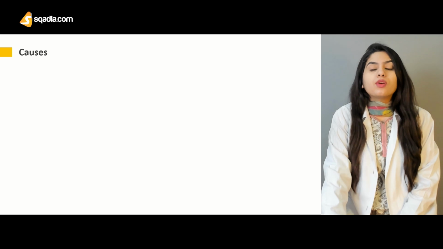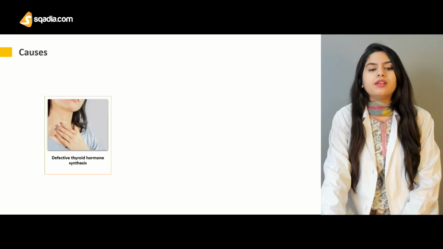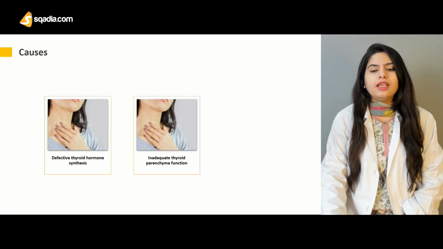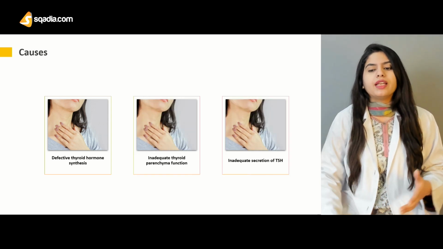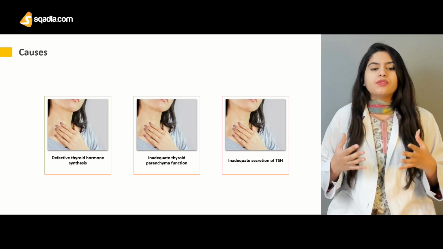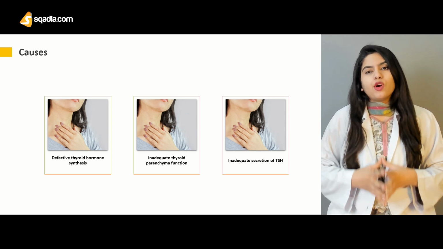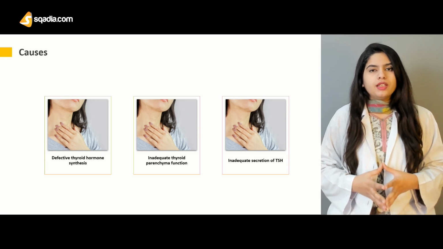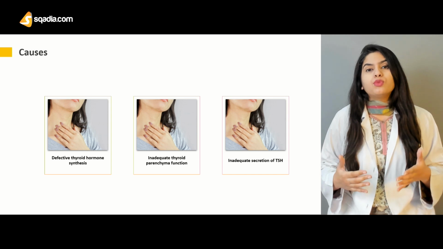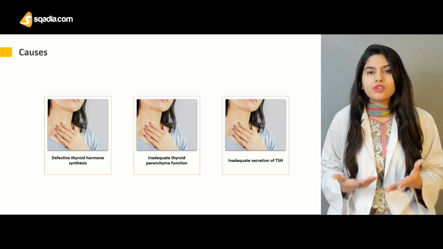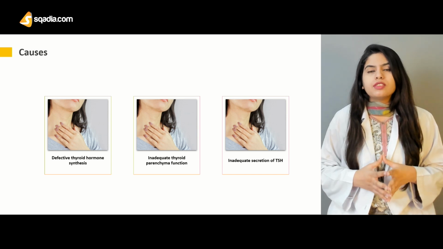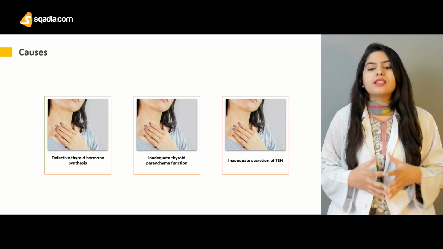The three main causes of hypothyroidism are defective thyroid hormone synthesis, inadequate thyroid parenchyma function, and inadequate secretion of thyroid stimulating hormone. Now, the first one, defective thyroid hormone synthesis. This defect in the synthesis can be due to a defect in the stimulation of the thyroid hormone, like the TSH level is not enough to stimulate thyroid hormone synthesis.